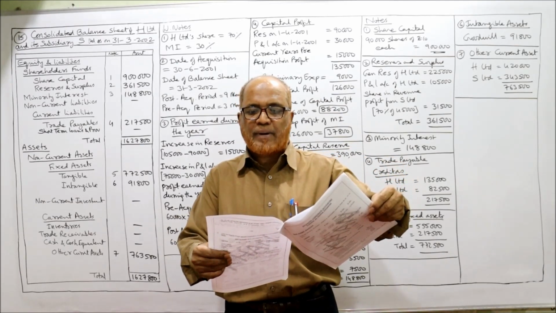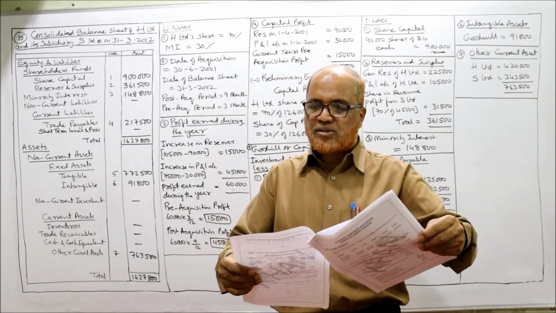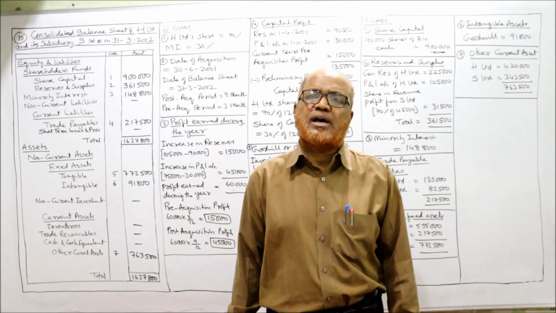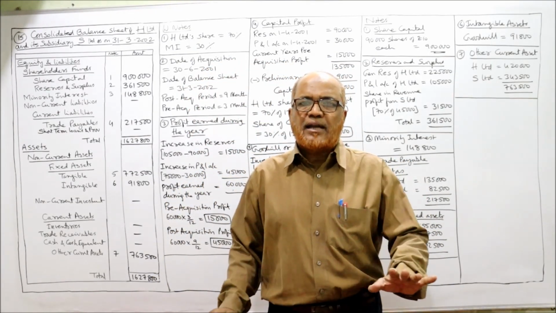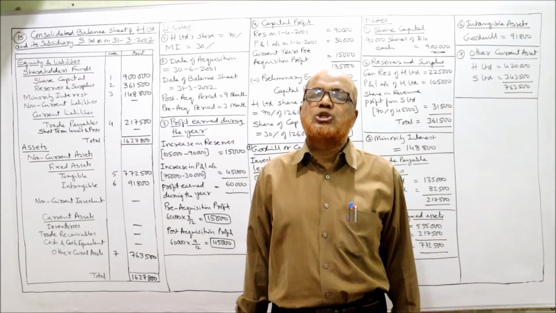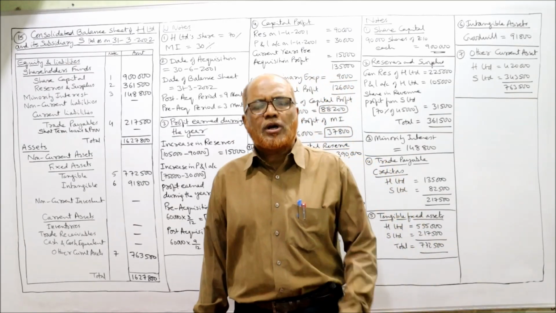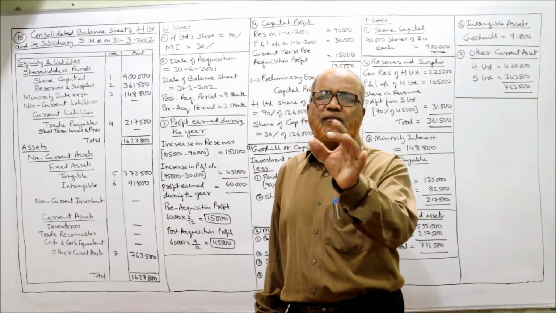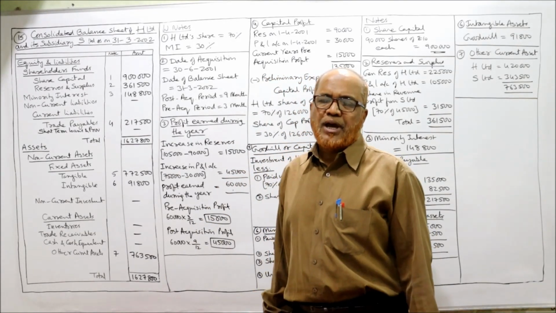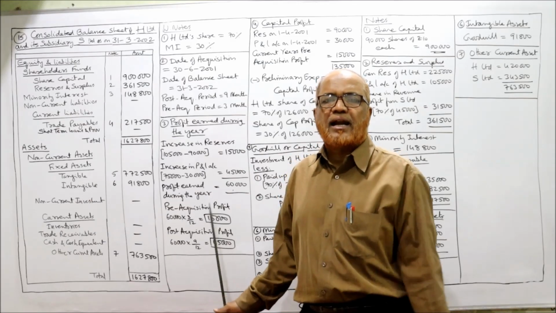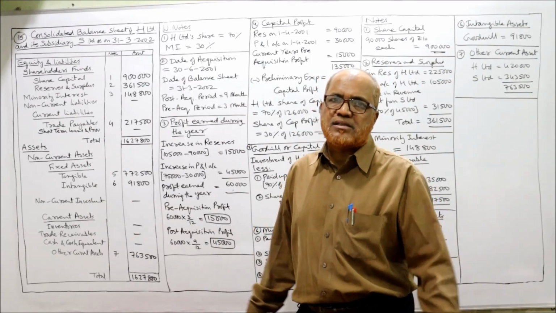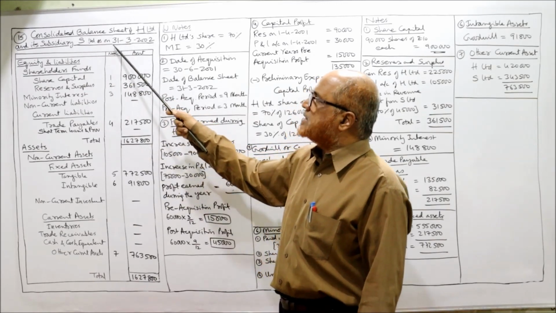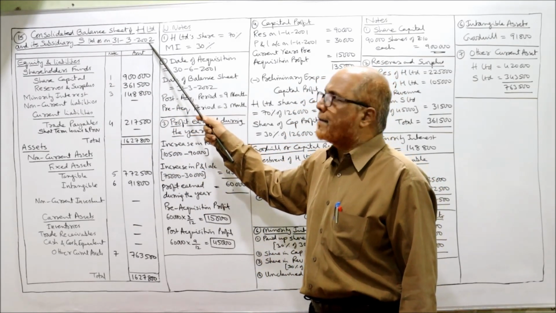Prepare the consolidated balance sheet of H Limited and S Limited as on 31st March. Not much adjustments are given. There are no intercompany debts, no unrealized profit, nothing. So comparatively very easy problem. The only thing you have to find out is the revenue profit and capital profit, and the capital profit will be considered while calculating goodwill or capital reserve. That's it. Now, consolidated balance sheet of H Limited and its subsidiary S Limited on 31st March 2002.